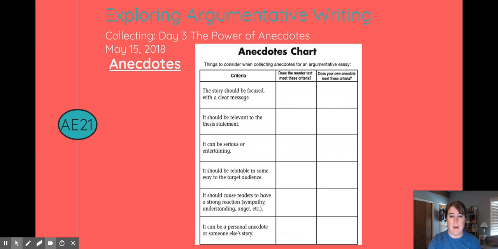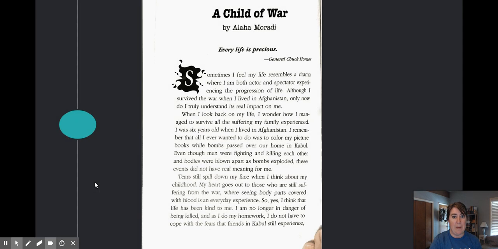It should cause readers to have a strong reaction, either sympathy or understanding, even anger. And it can be a personal anecdote or it can be somebody else's story. So today we're going to look back at a couple of stories. One of them is A Child of War. Listen and see if you can identify some of the anecdotal points that the author uses.